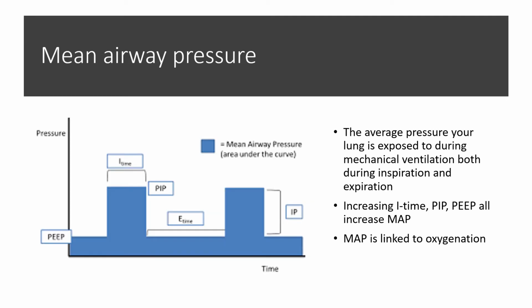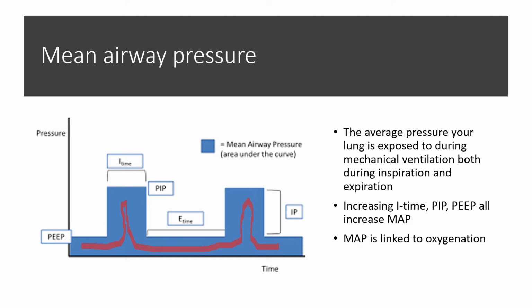Another common pressure measured is called mean airway pressure. Mean airway pressure is the average pressure your lung is exposed to during mechanical ventilation for both inspiration and expiration. So when you think about mean airway pressure, notice that it's all this pressure under here. All this area in blue is the average pressure, which is known as your mean airway pressure. Studies have shown that increasing your I time, increasing your PIP, or increasing PEEP all increase mean airway pressure.